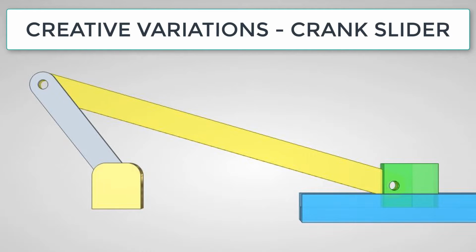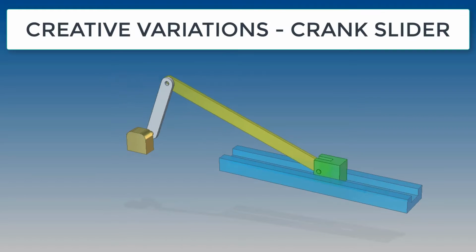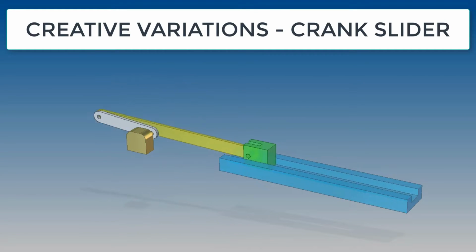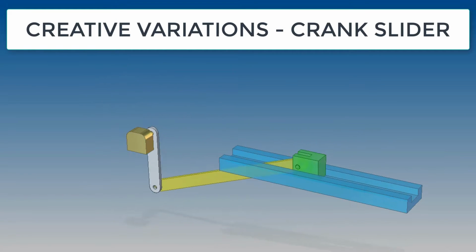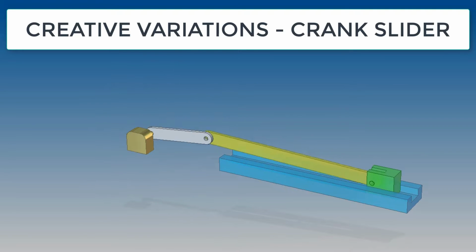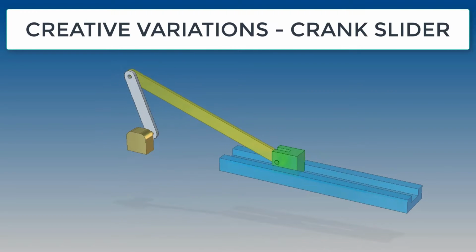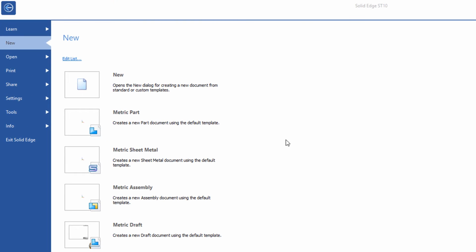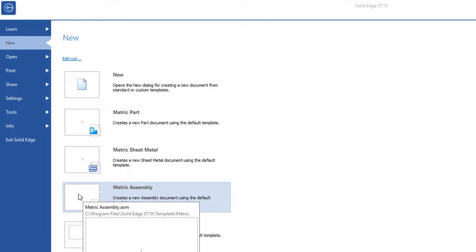Now, we spent a lot of time working with this crank slider mechanism and different variations. But there's lots of other ways you could take this. Let's look at a creative, alternate approach to this. Let's start by opening a new metric assembly, just a blank assembly.